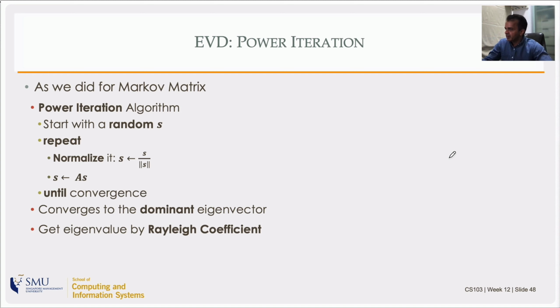Now, once you have the eigenvector, then you can see that the eigenvalue can be easily computed by something called the Rayleigh coefficient, which is S transpose AS. So AS will just become lambda S, because S is an eigenvector. So lambda times S transpose S divided by S transpose S will give you lambda.